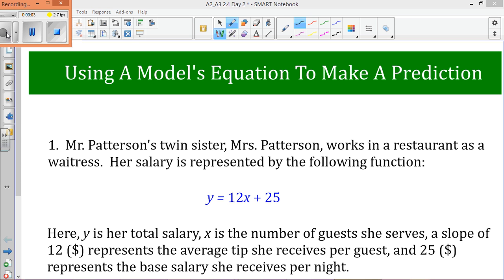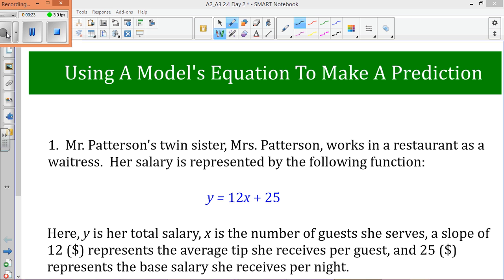Okay, hello again. Here in this video, we're going to be using a model's equation to make a prediction. So in last class, we saw a model and its table, and then we used that table to develop an equation. So here we have the equation, and now we're making predictions based on this equation.